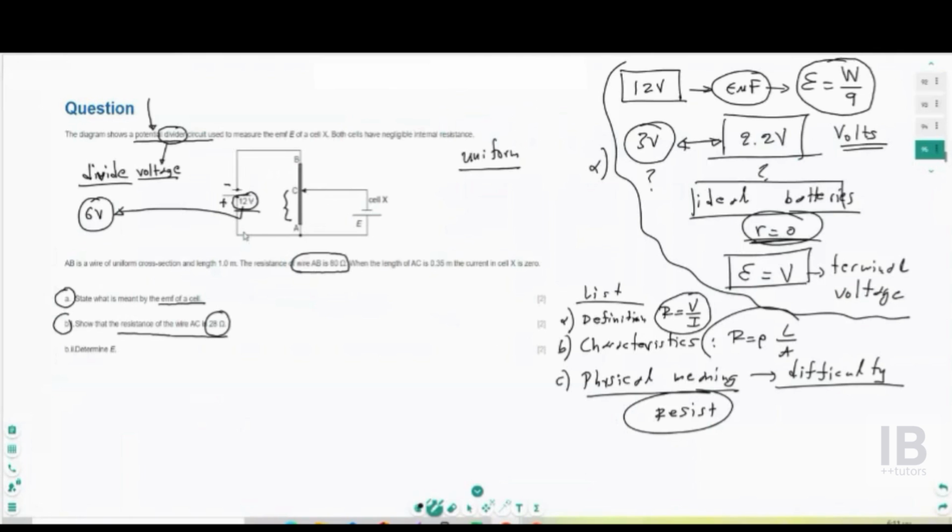Are you familiar with this formula? I am. Okay, let's discuss it now. When I say characteristics or features, I mean which quantities the resistance depends on. We have three: resistivity, length, and cross-sectional area, right? And obviously, we have experimentally found that resistance is directly proportional to the length, inversely proportional to the cross-sectional area, and also proportional to resistivity, right?